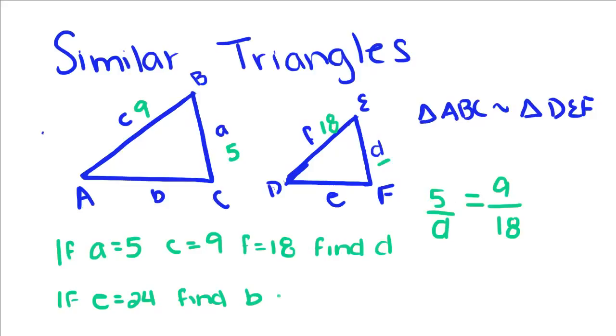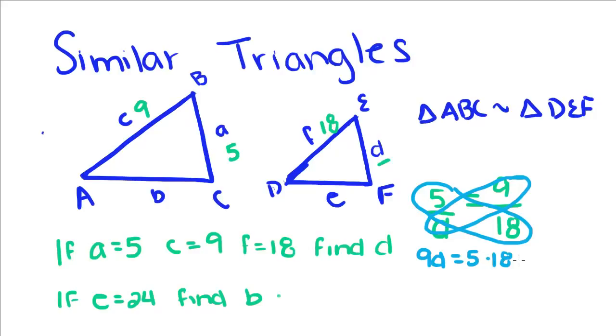So just like we would solve a normal proportion, we're going to cross multiply, and we're going to get 9D is equal to 5 times 18. So 9D equals 90. Divide both sides by 9, you get D equals 10.